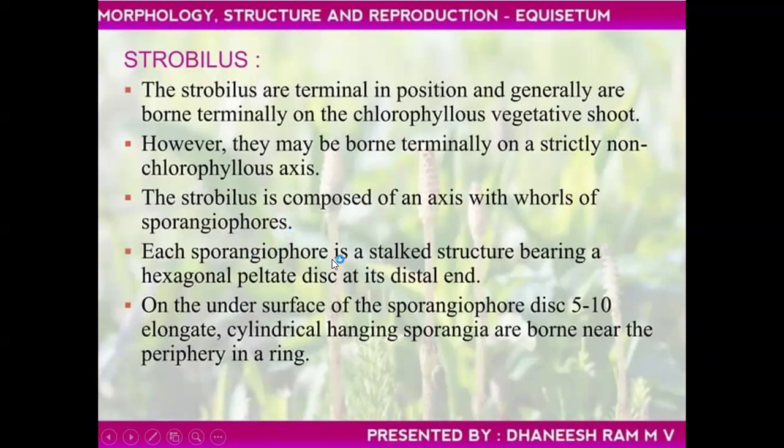Now each sporangiophore is a stalk structure bearing a hexagonal peltate disc at its distal end. And under the surface of the sporangiophore, that is under the disc, we can see the presence of 5 to 10 elongated cylindrical sporangia, which are hanging below the disc.